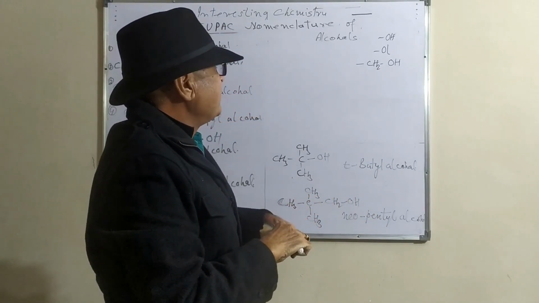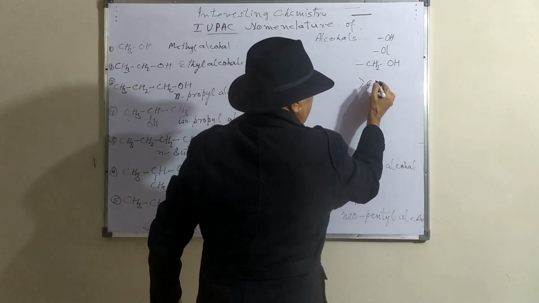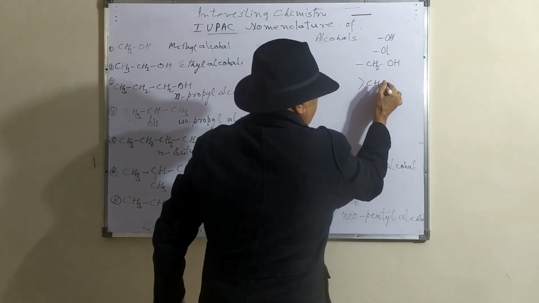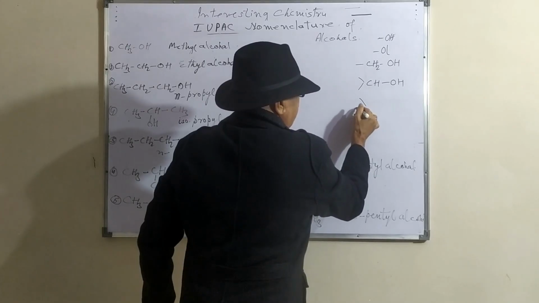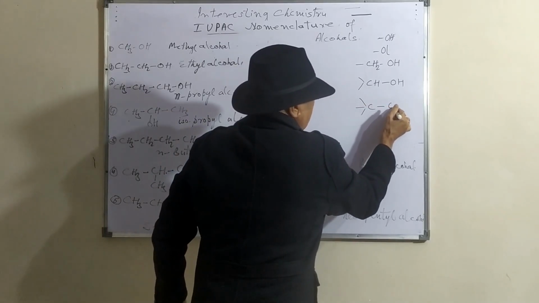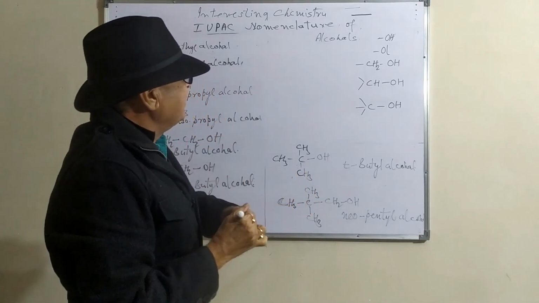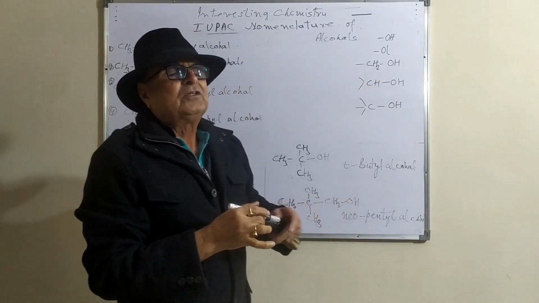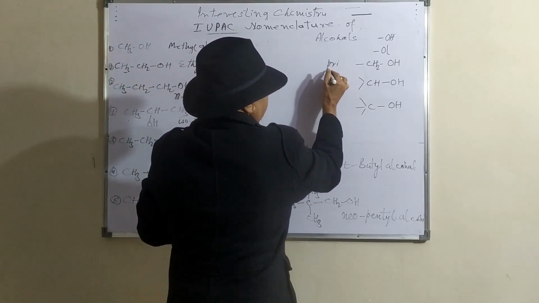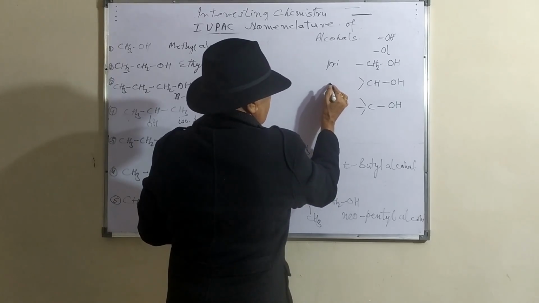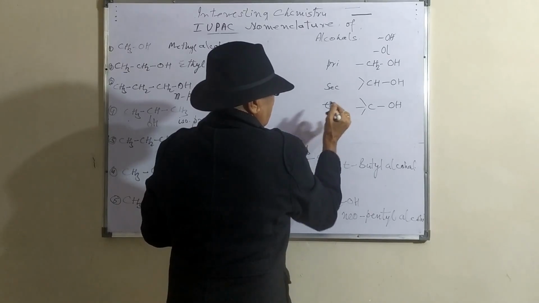If the OH is attached to a carbon which has only one hydrogen, this is one hydrogen, and it can be attached when no hydrogen atom is there. So when you write CH2OH, this is primary alcohol, and this one is secondary alcohol, and this one is tertiary alcohol.